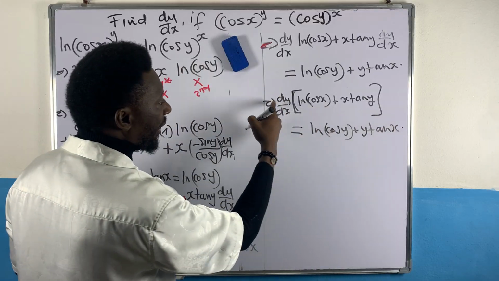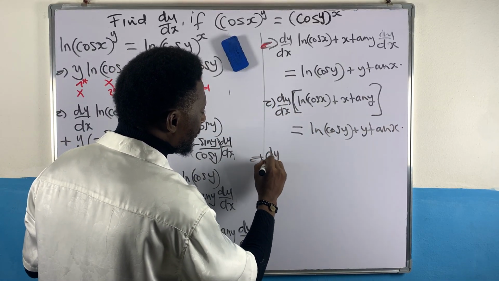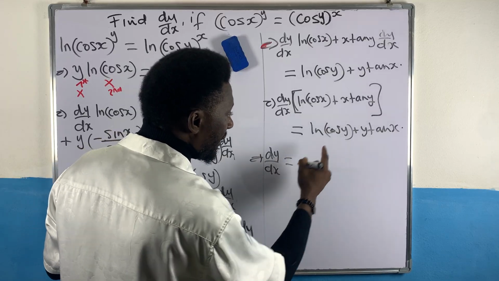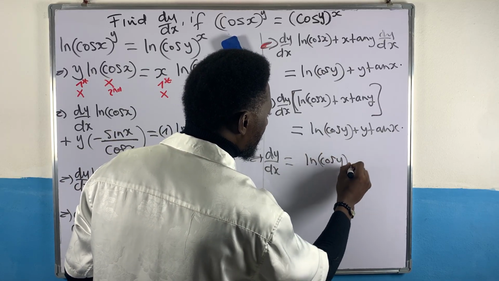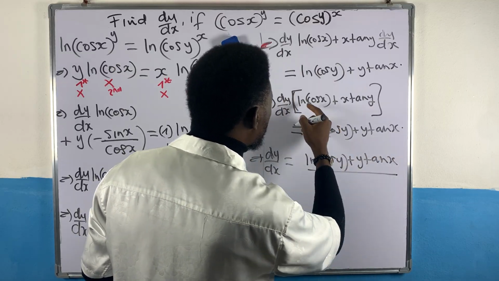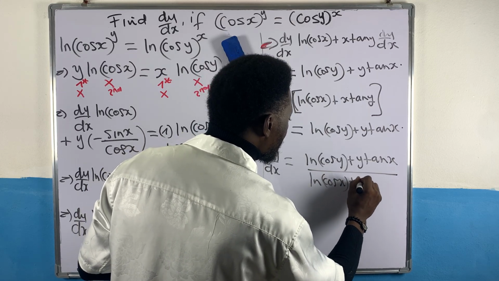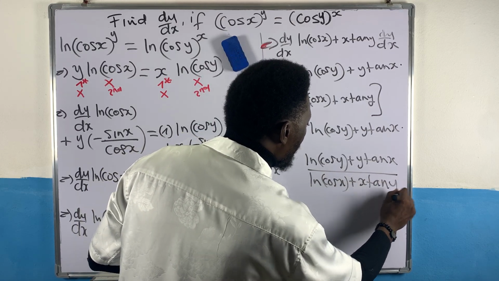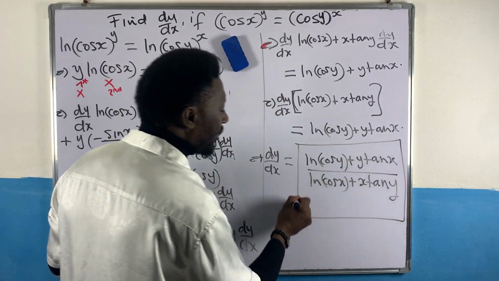Now you see that from here I can make dy/dx the subject of the formula, so dy/dx will be equal to (ln cos y plus y tan x) divided by (ln cos x plus x tan y), which is the derivative that we are looking for.